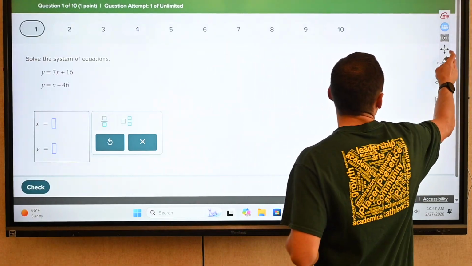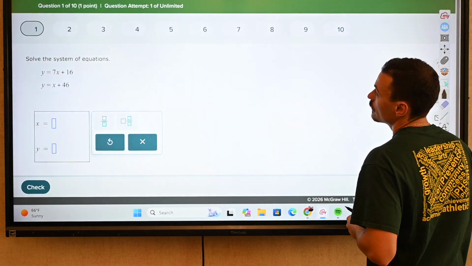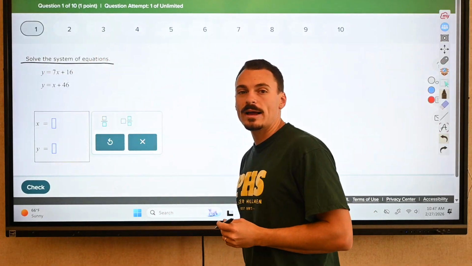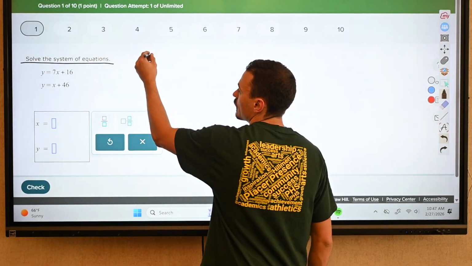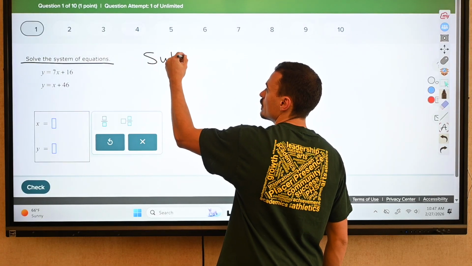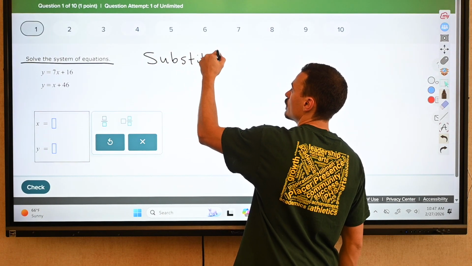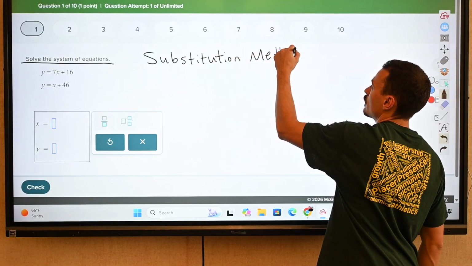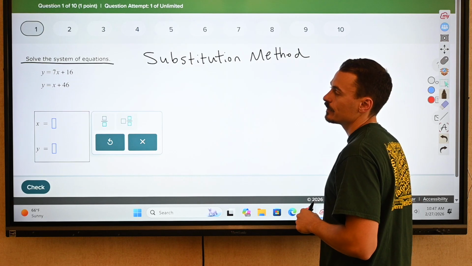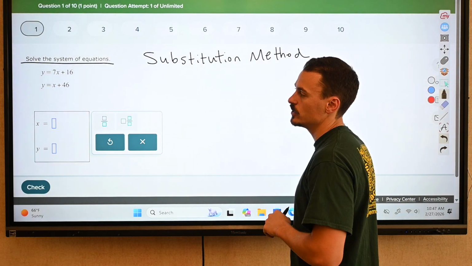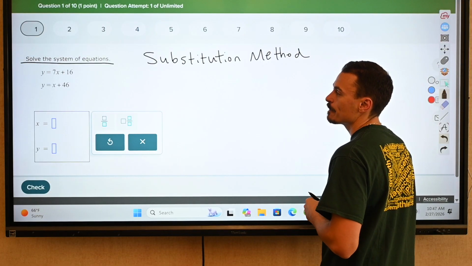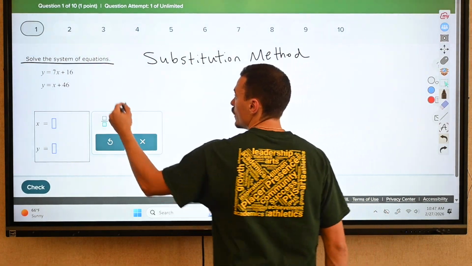All right. So this is about solving systems of equations without a graph. Really we're talking about the substitution method, or the elimination method, which we will get to on number 6 of your homework. So, substitution method.